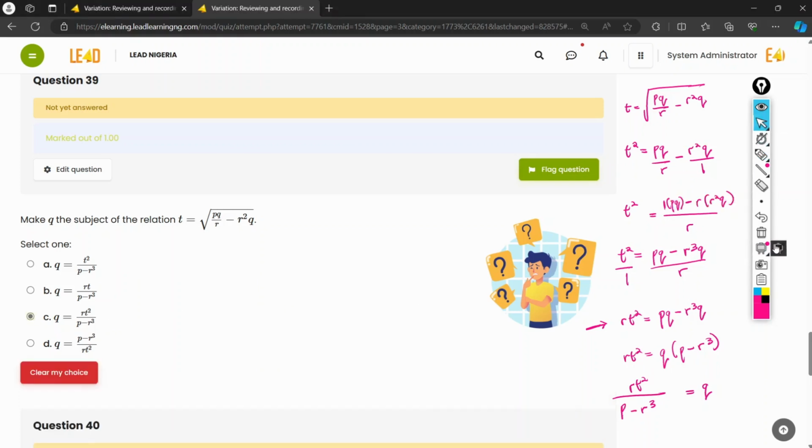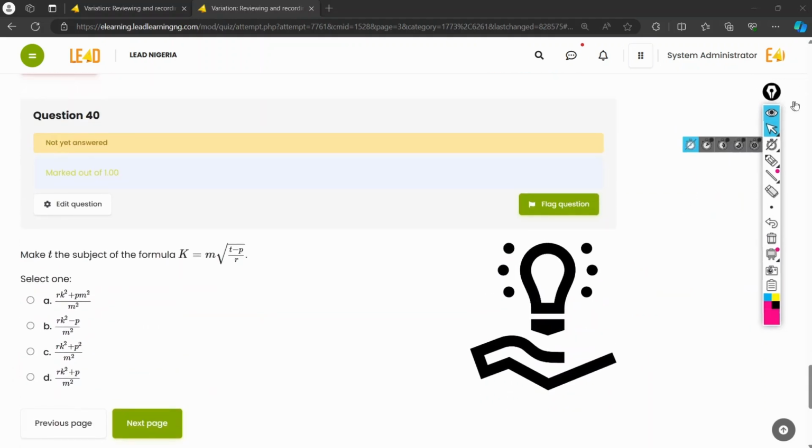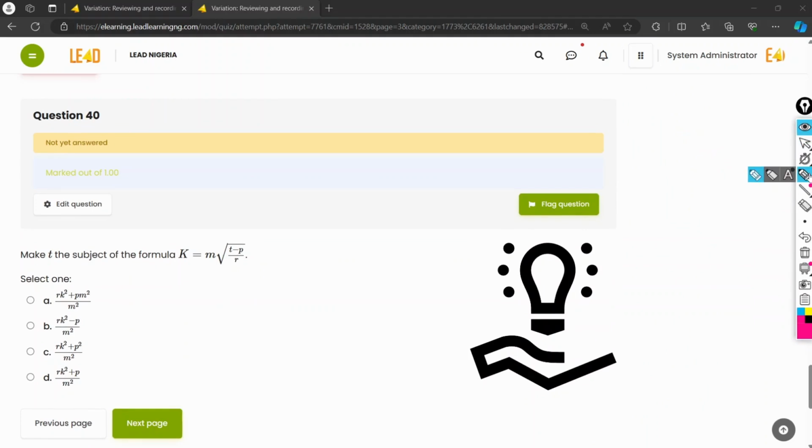All right, option C. Okay, next, question 40 says, make T the subject of the formula. We are given that K is equal to M times the square root of T minus P over R. The first thing we want to do is divide both sides by M, so we can get rid of the M because M is outside of everything else.